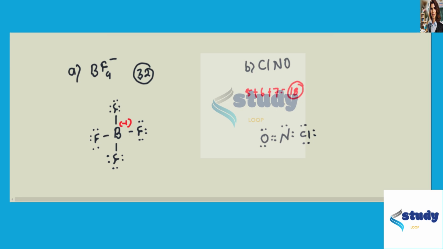If you check the formal charges, you can see that this is the best structure for ClNO and that the charges add up to 0. I hope you understand this well.